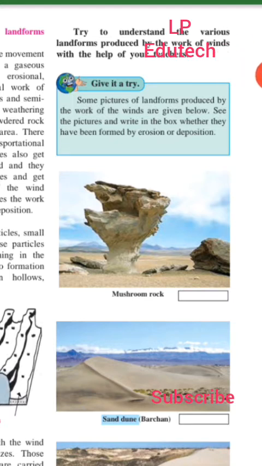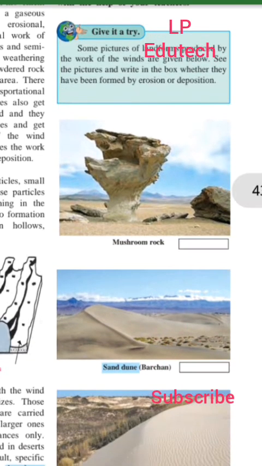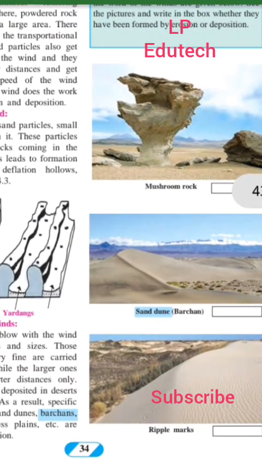Now try to understand the various landforms produced by the work of winds with the help of your teacher. Let us have a look and give it a try. Some pictures of landforms produced by the work of winds are given below. See the pictures and write in the box whether they have been formed by erosion or deposition. Now it is based on the information we just learned. It is very easy to classify. Let us have a look.